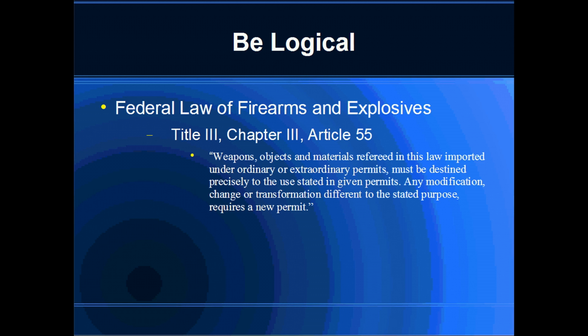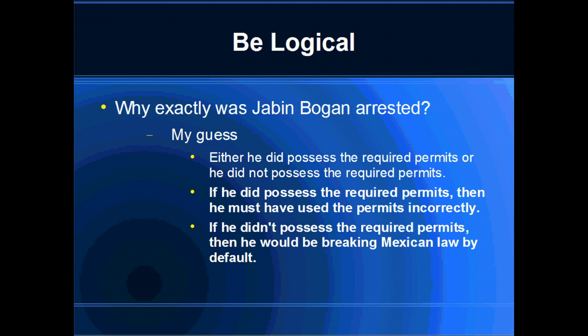Okay? Now, given that information, this is the prediction that I make. So, based on the information that's available to us and using a disjunctive proposition and the law of non-contradiction, what I get is either he did possess the required permits or he did not possess the required permits. Now, if he did possess the required permits, then that means he must have used them incorrectly, which could mean like he brought in firearms or ammunition which Mexico doesn't allow someone to bring in.